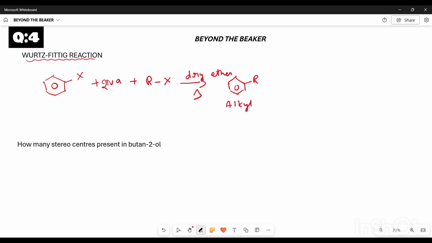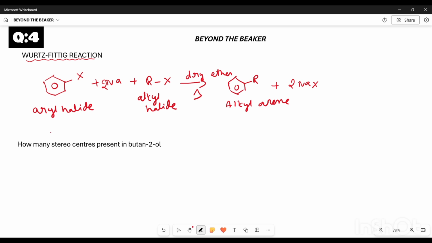Here I am getting 2NaX. Aryl halide reacts with alkyl halide in presence of metallic sodium to give alkyl arene. This reaction is called Wurtz-Fittig reaction.